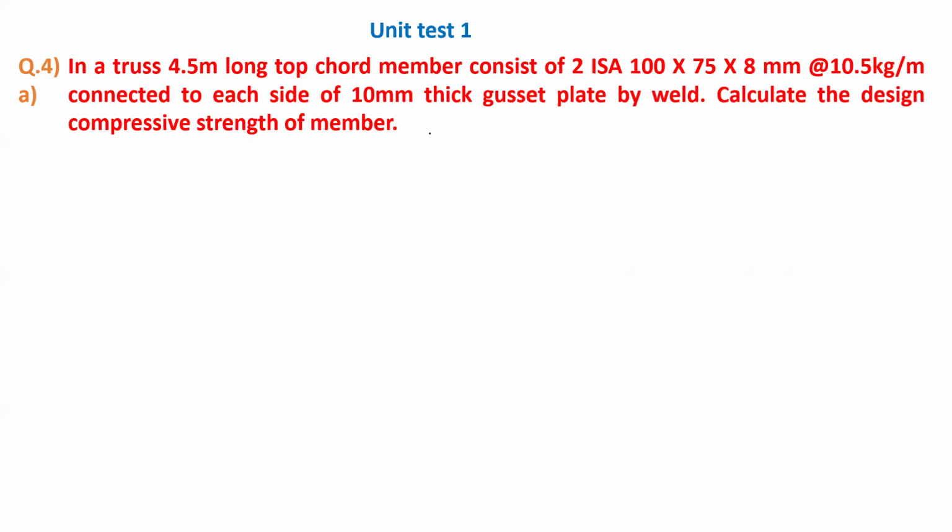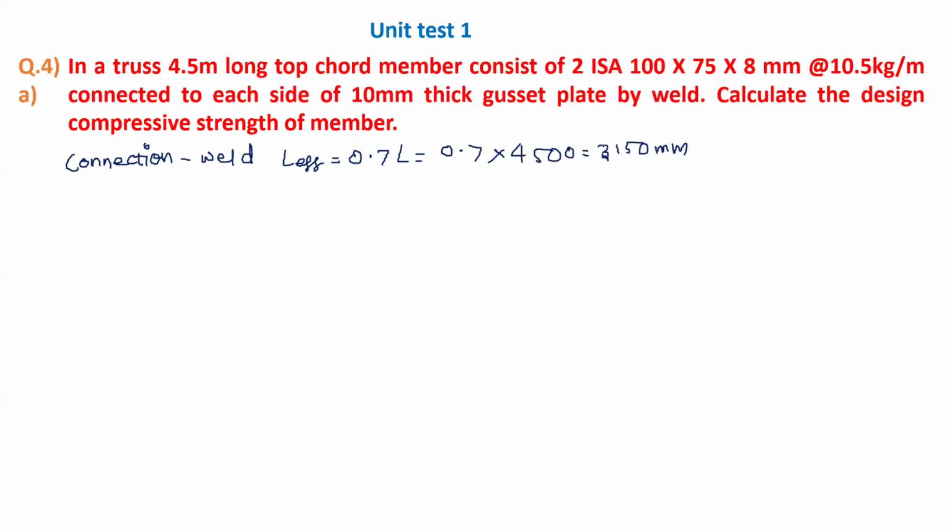275.8, now see this is an unequal angle, and in this case we have to find both RYY and RZZ. Now the connection is given as welded, so we have to take L effective as 0.7 into L, and L is given 4500. If it is a bolted connection, we will take 0.85 into 4500. This value is equal to 3150 millimeters.